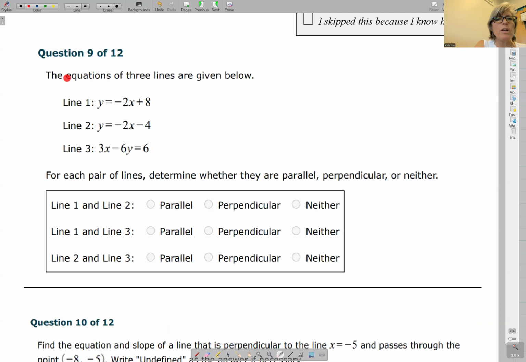It says right here, the equations of the 3 lines are given below. You're going to need the slope of each equation. So this first one is already in y equals mx plus b form. So your slope here is -2. There's nothing to do there. Your slope here is -2. This, however, is not in y equals mx plus b. So your first order of business is to get it in y equals mx plus b form.